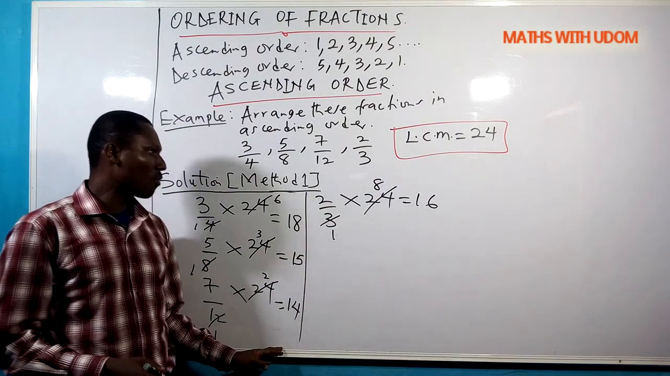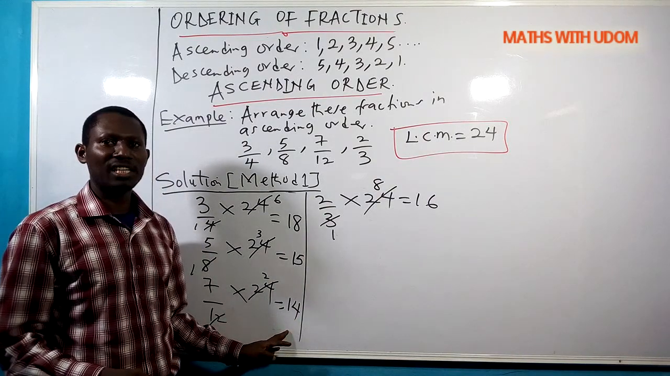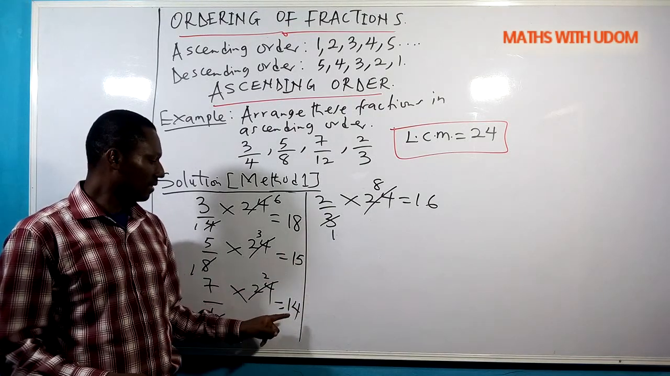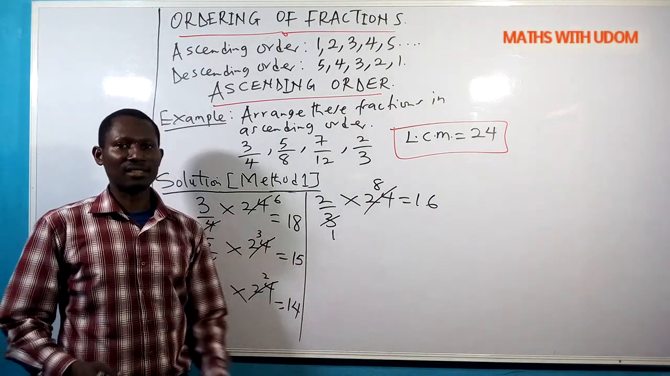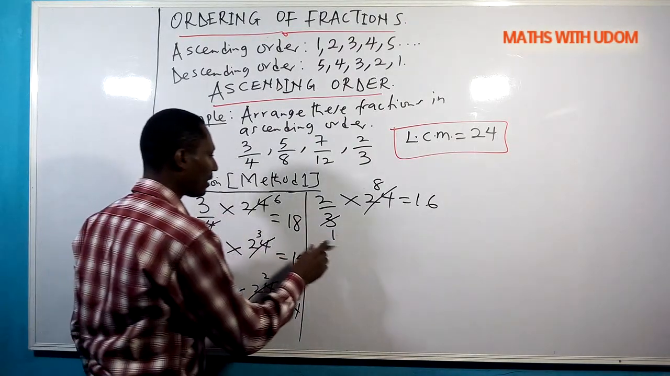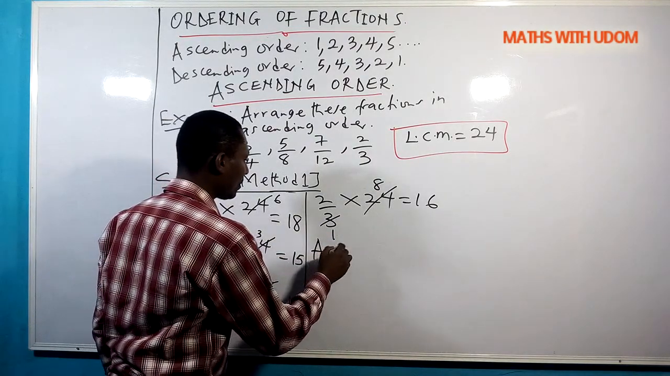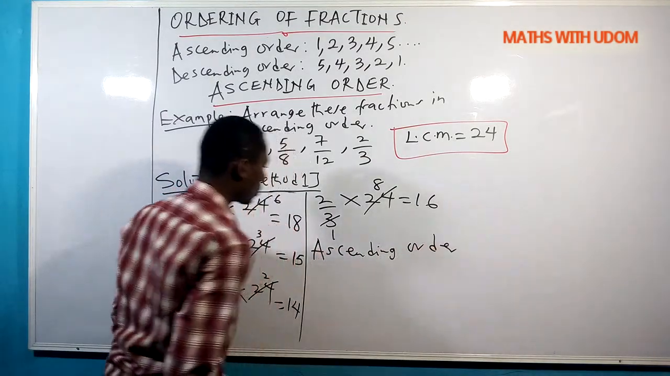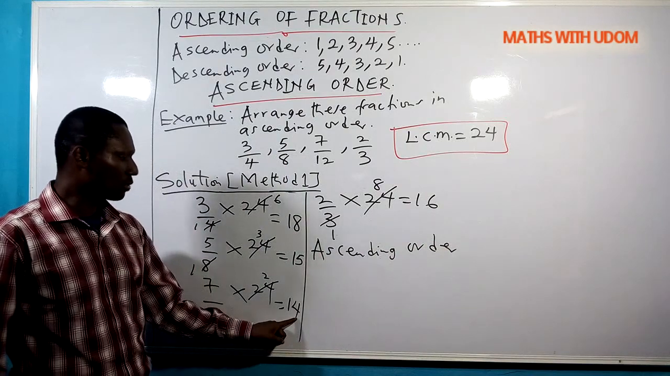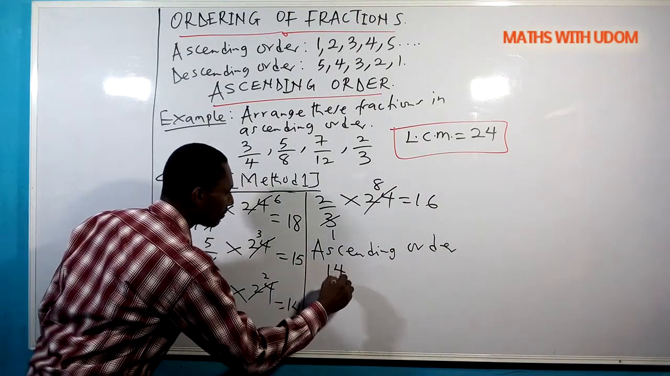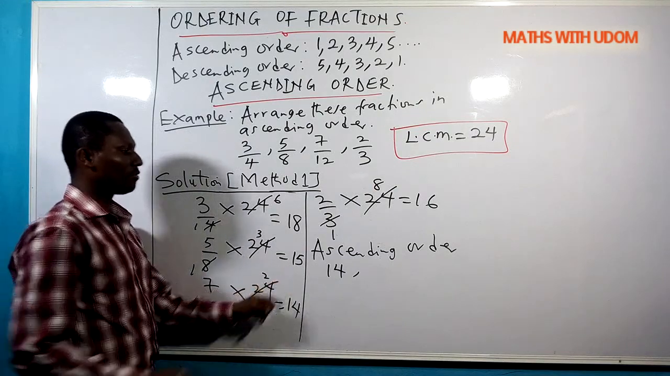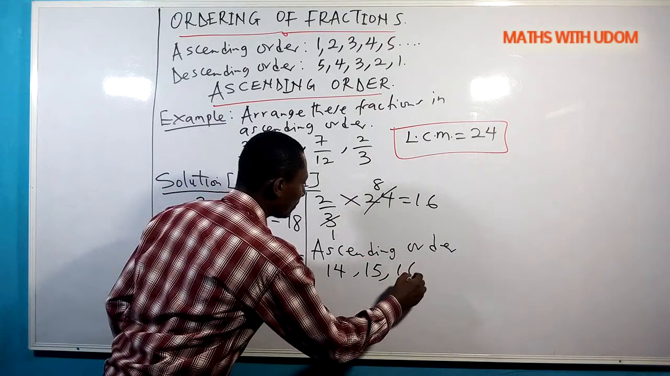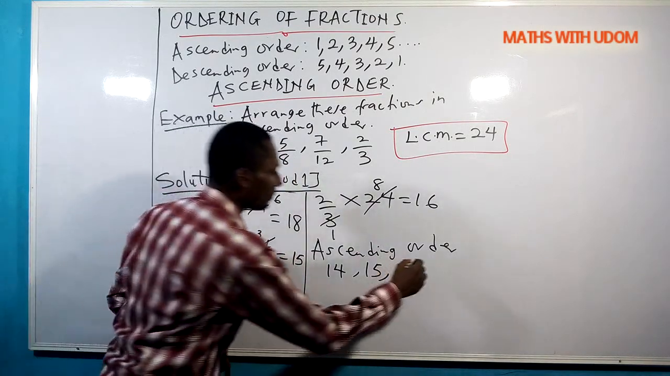So from here, we are going to arrange what we got in ascending order. So we got 18, 15, 14, and 16. So how do we arrange it in ascending order? Okay, so ascending order. What is the smallest value we got? We got what? 14. So we write 14. We write comma. Followed by 15. Followed by what? 16 here. And the last one, 18.